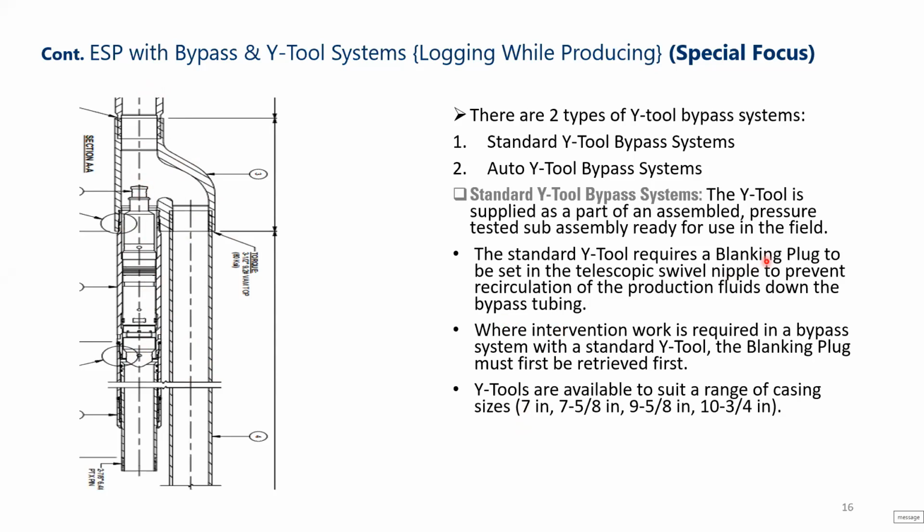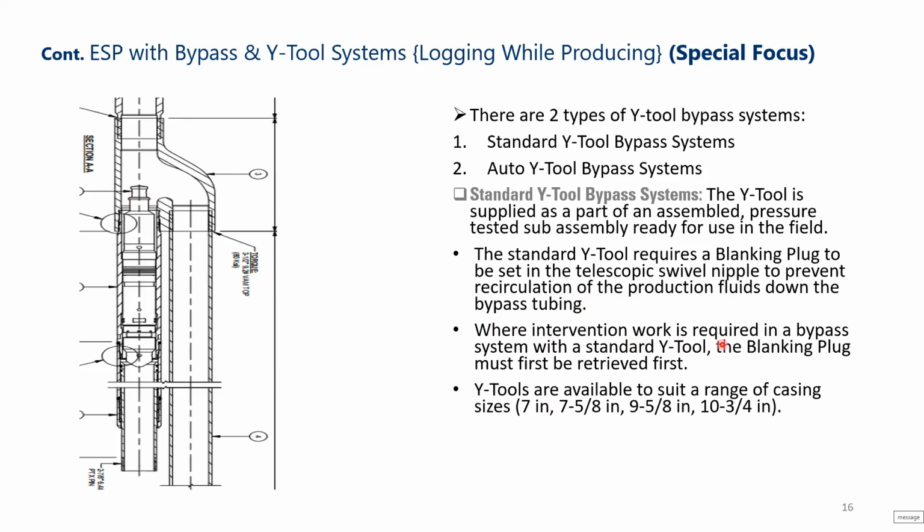So the standard Y tool requires a blanking plug. It's called a blanking plug to be set into the telescopic swivel nipple. As I explained, there is a nipple profile here that matches the size of the plug that needs to be run to prevent recirculation of the production fluid, as I explained.